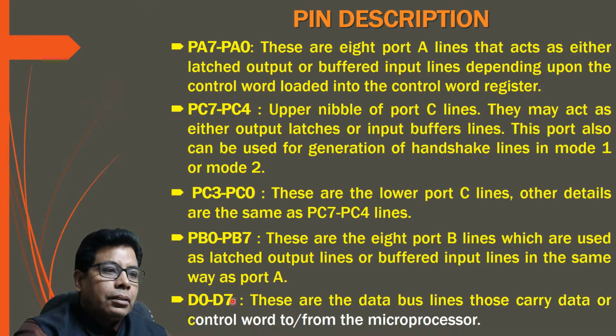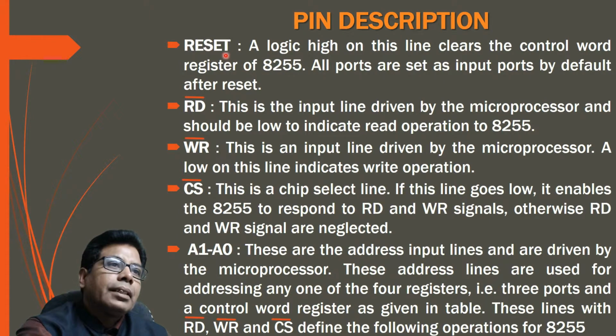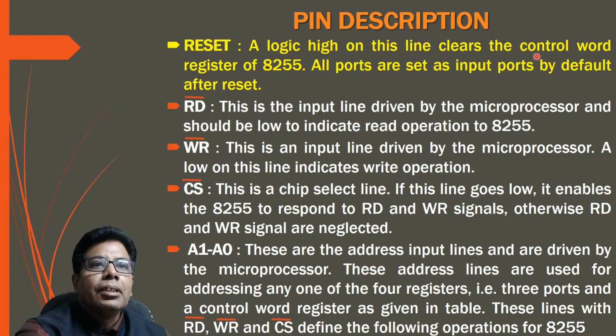Then the lines D0 to D7. These are the data bus lines. Those carry the data or control word to or from the microprocessor. So they are bidirectional. Then the next signal is reset. Logic high on this line clears the control word register of 8255. All ports are set as input ports by default after reset. So that is for the reset of 8255.